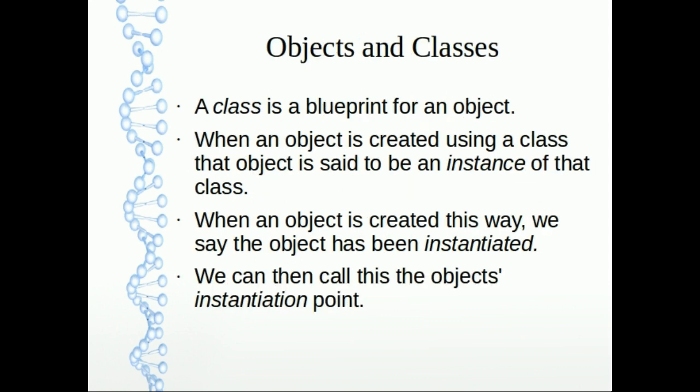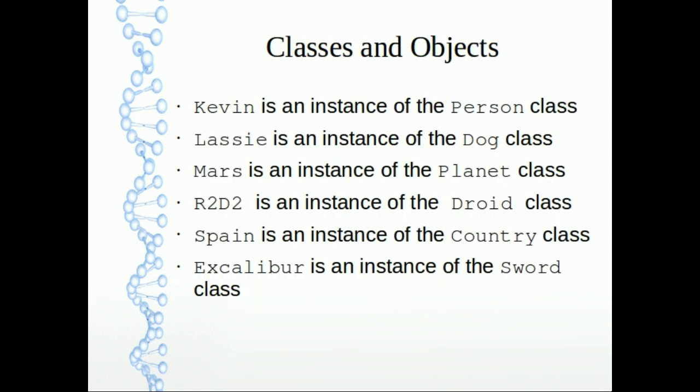A class is a blueprint for an object, and when an object is created using a class, that object is said to be an instance of that class. When an object is created this way, we say the object has been instantiated, and we can then call this the object's instantiation point. Here are some examples of classes and objects.